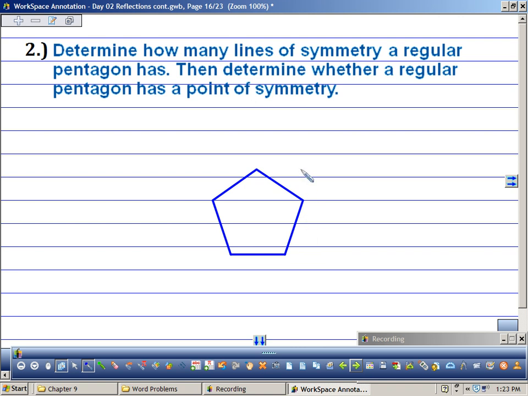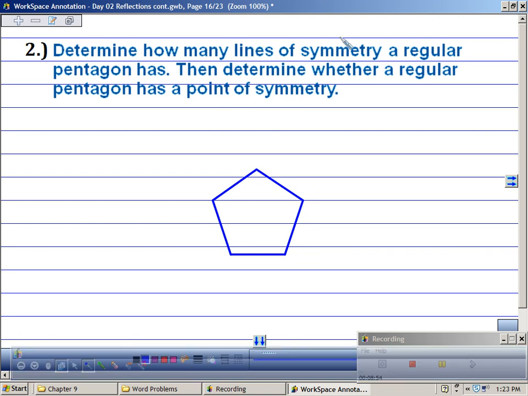Okay, so this is the only one we have to look at still. Determine how many lines of symmetry a regular pentagon has. Then determine whether a regular pentagon has a point of symmetry.